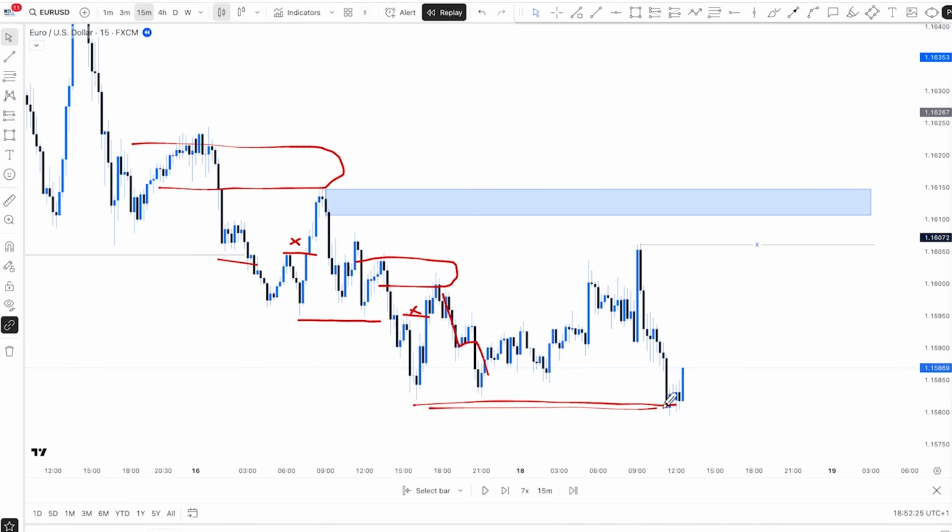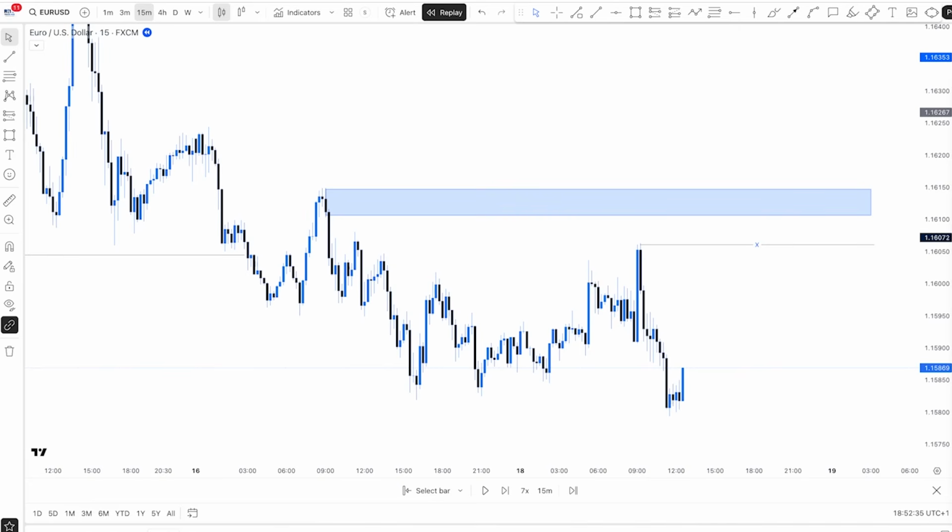So after this break below, where is the next point of liquidity? This is our next point of liquidity. So I just thought I should highlight that. Now moving on, based on the recent zone here on the chart, we are anticipating a sell around this zone.